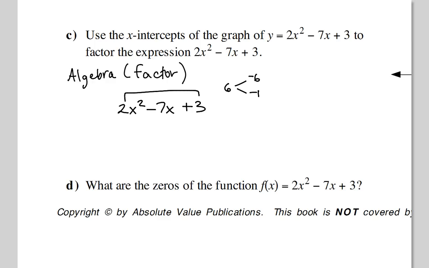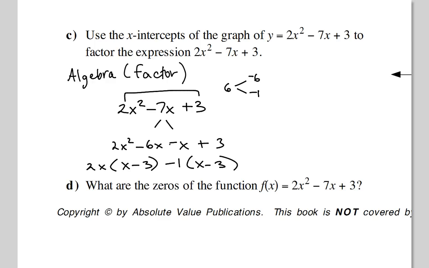Both? Alright, so 2x squared minus 6x minus x plus 3. Taking out 2x, I get x minus 3. Take out a negative 1, I get x minus 3. This factors to 2x minus 1 and x minus 3.